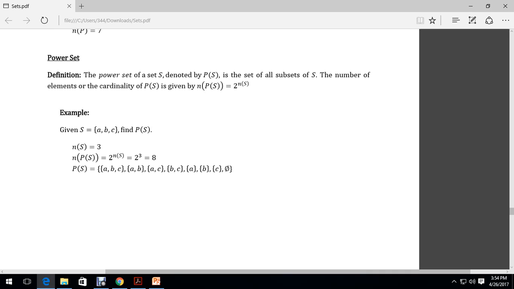Next would be the subsets containing 1 element. So we have A, B, and C. And finally, the null set. So the number of subsets is 1, 2, 3, 4, 5, 6, 7, and 8.